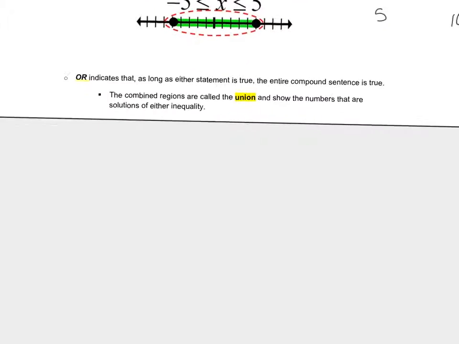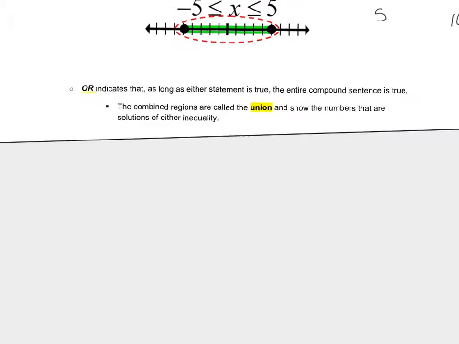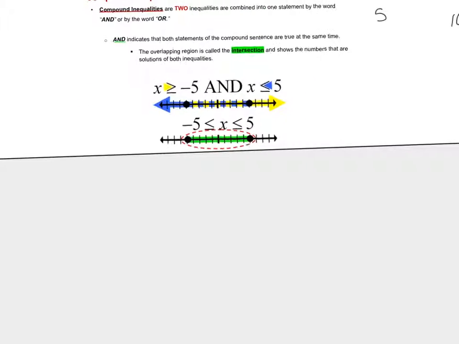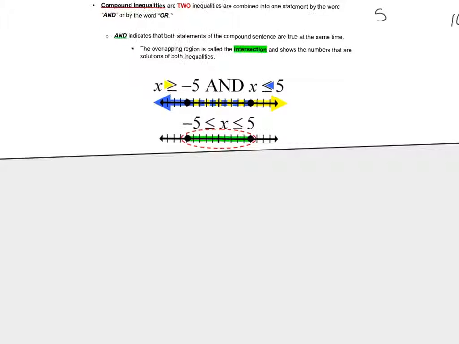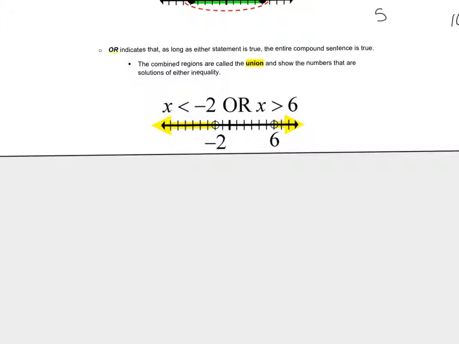Similarly, an or inequality is also a compound sentence, but the combined regions are not intersecting. They don't intersect. It's called a union. So an intersection is the middle part of an and. The union is what they both provide together visually. It's the answers, but they are not overlapping because it's not the same answer.